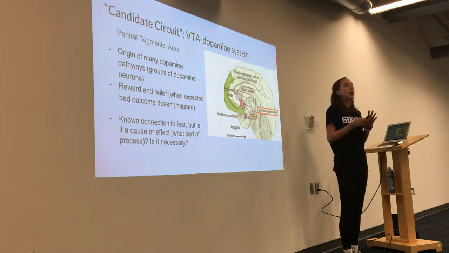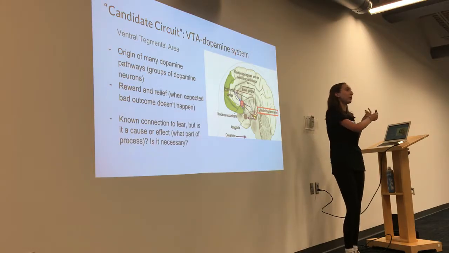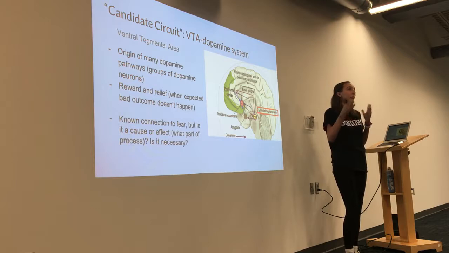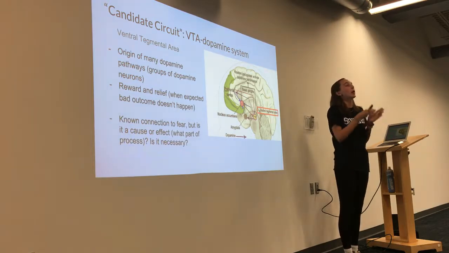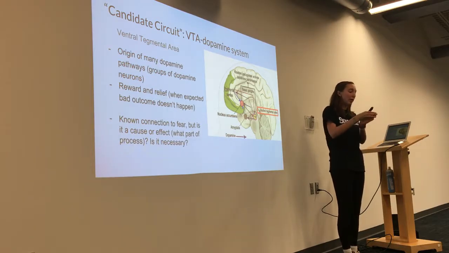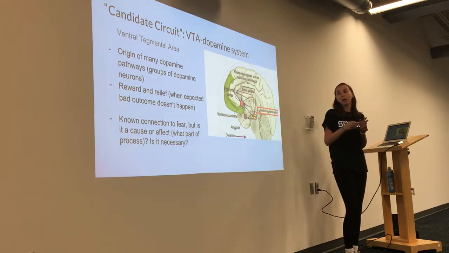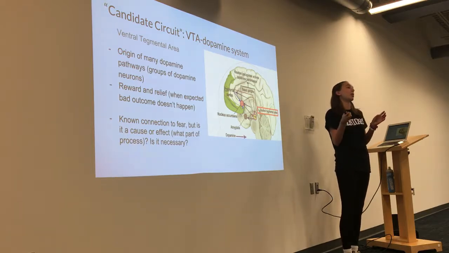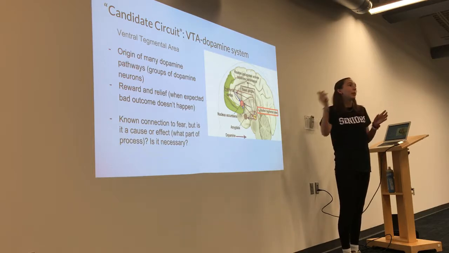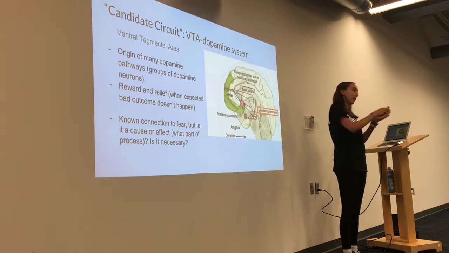They know the VTA region is responsible for reward and relief, and this region has a known connection to fear, but again, they want to know the specific mechanisms. They want to know where in the fear creation and fear extinction process does dopamine play a role, and they also want to know, is it a cause or effect? So is it when you're afraid dopamine gets fired, or dopamine gets fired and therefore you're afraid?